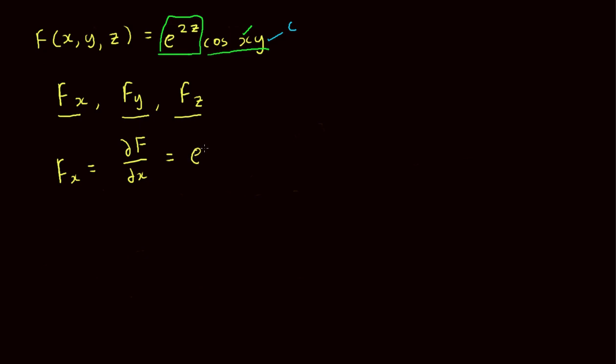So we have e to the power of 2z. We leave it as it is, we don't touch it. And we have cosine xy. If you remember your chain rule, we also differentiate the inside part. So we're going to have y. I'm going to simplify this. It's simply y e to the power of 2z.